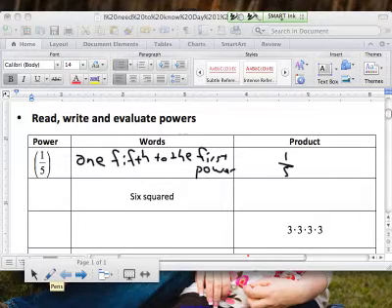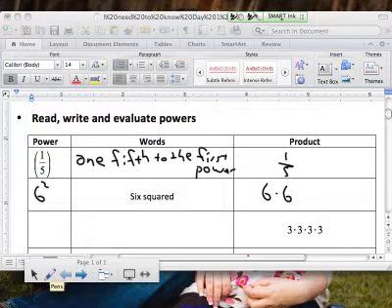Okay. If they tell you 6 squared, hopefully you recognize that squared means 6 to the power of 2. And as a product, 6 squared is just 6 times 6. There's 2 of them.